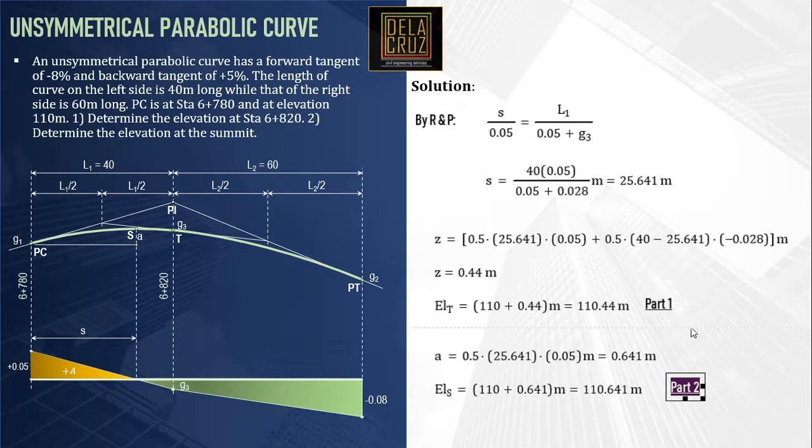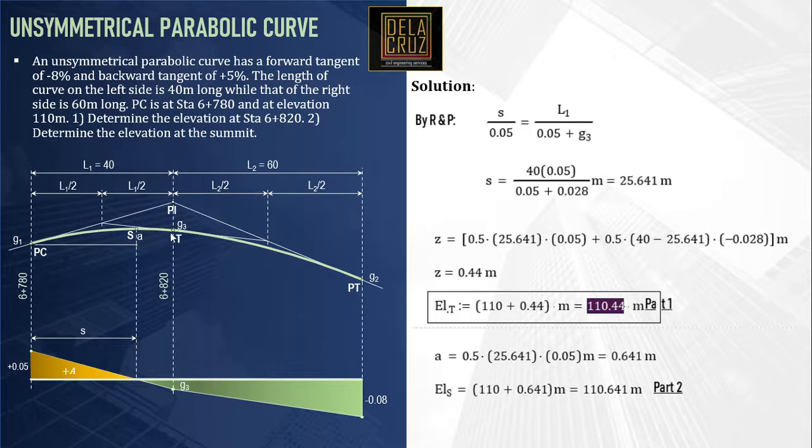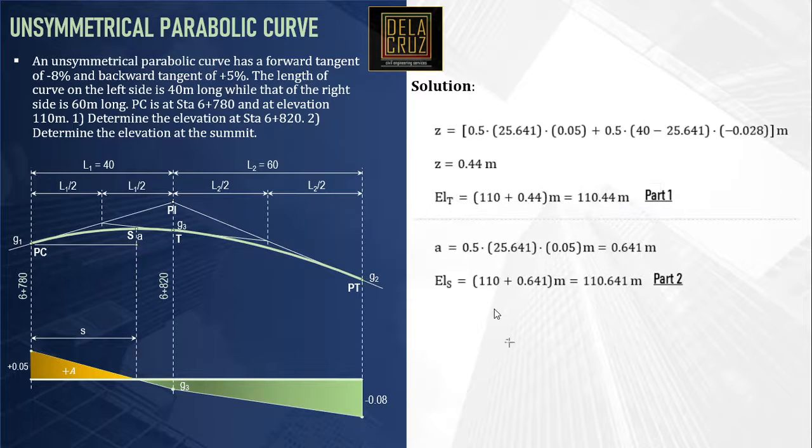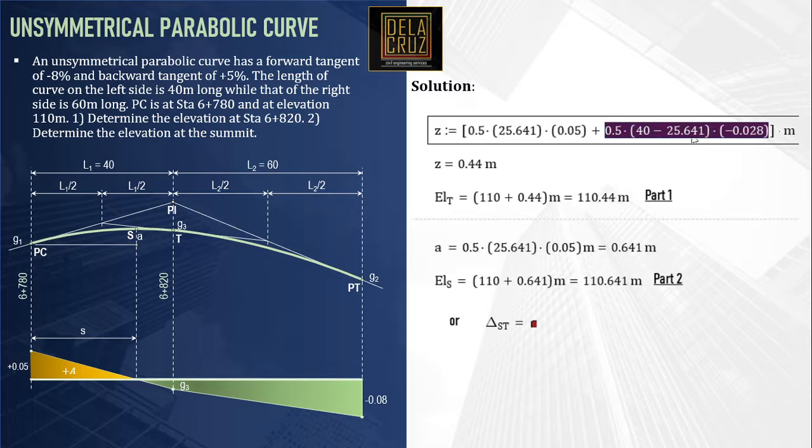Okay? Or as I have said, since we know that the elevation of T is given, or we already calculated the elevation of T, we can also use the difference of elevation between S and T. So, alternative solution: the difference of elevation between S and T. I'll just call that one delta ST. That would be the area between these 2 points. Basically, this negative area. And that negative area there is just equal to this. We already calculated that.